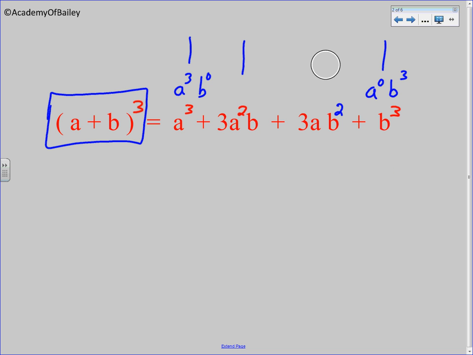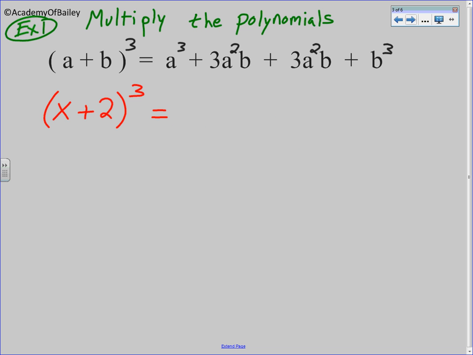And you notice the middle two terms have a coefficient of 3 with them. So if you can get that memorized, that helps you out in multiplying these binomials that are cubes when you try to cube a binomial. So let's move on to the first example and let's look at it.